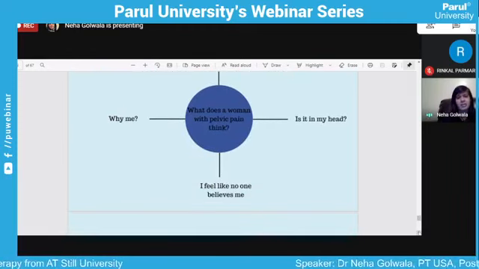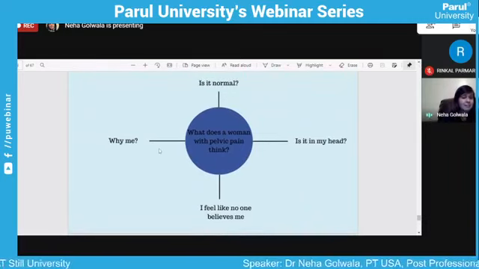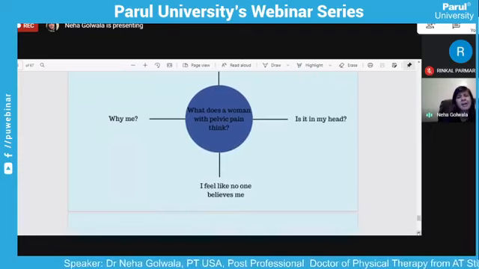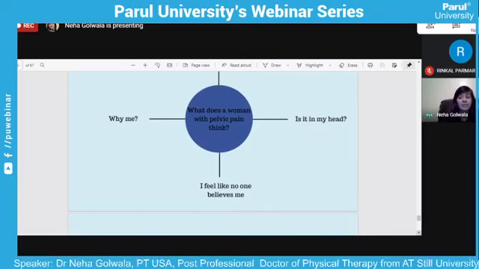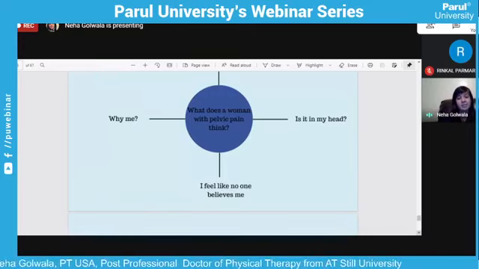Many women suffer a lot because there is not enough help. They think, why is it just me? Is it normal or is it in my head? I feel like no one believes me. That is very true, because this can lead to chronic pain. It's an area with a stigma and taboo, and people don't want to talk about it. There is not much help. Even where I live, there are hardly 3 or 4 therapists in the area, so people don't get enough help in terms of pelvic health relief.